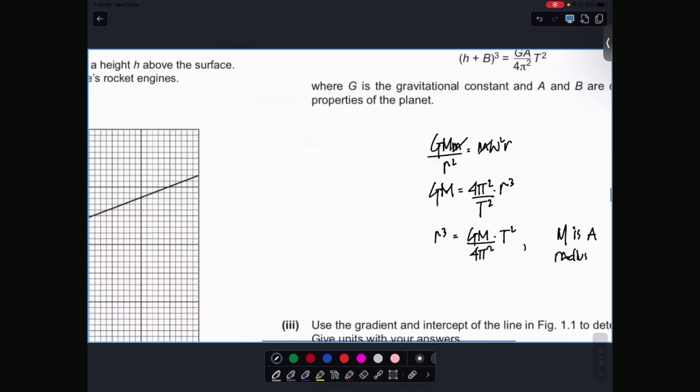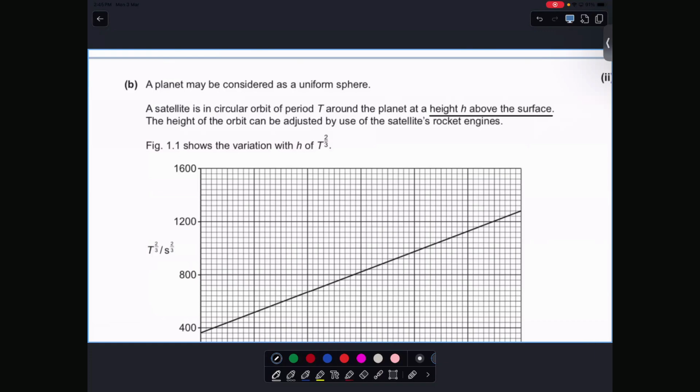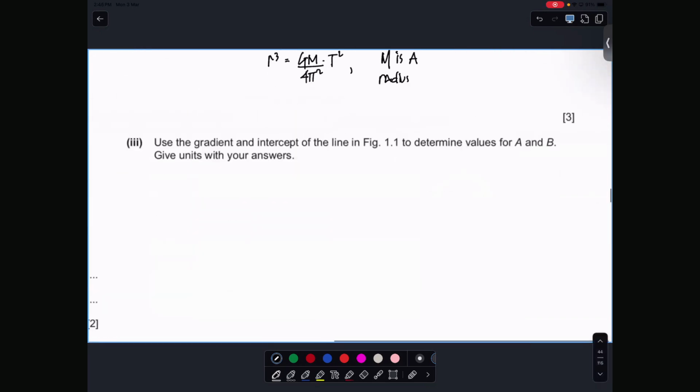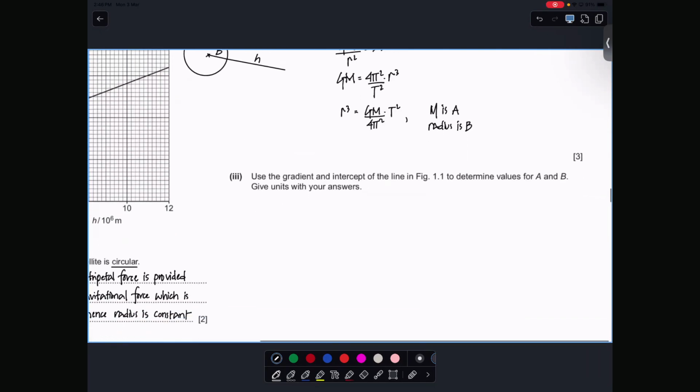H is the height above the planet. Right, it was said earlier that H is the height above the surface. So if you have a mass at some location, and this is H, right? And you want to find the gravitational field, what do you have to add here? Radius. So your radius takes B. So this radius is B. Okay, so I think we're done.